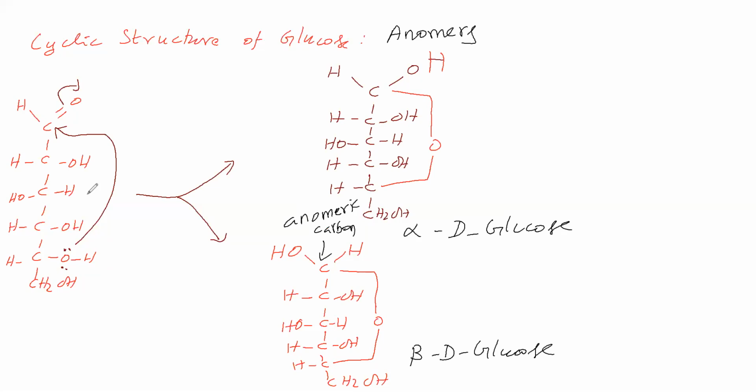When glucose undergoes cyclization, that means the aldehyde carbon and the fifth carbon OH group undergo cyclization, we get two hemiacetal forms. One is alpha D glucose, another one is beta D glucose. These two are called anomers. That first carbon is called the anomeric carbon in these two cases. Anomers arise when the open chain form becomes the cyclic form. So alpha D glucose and beta D glucose are called anomers.